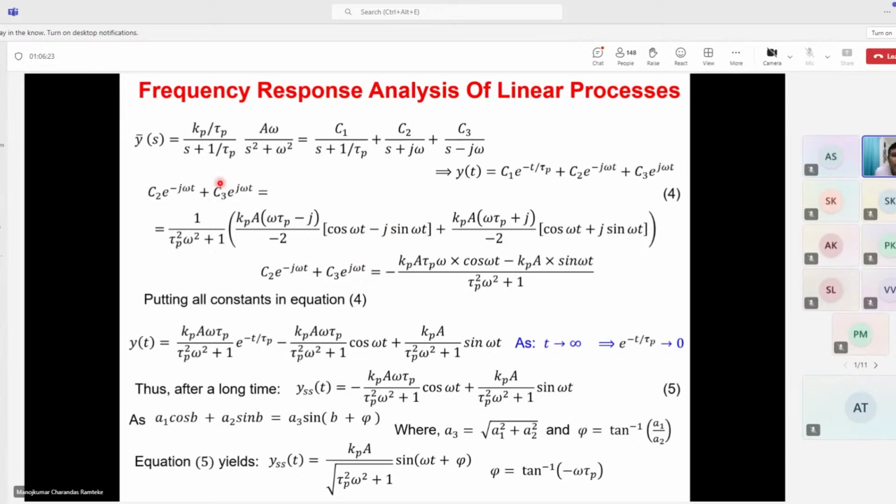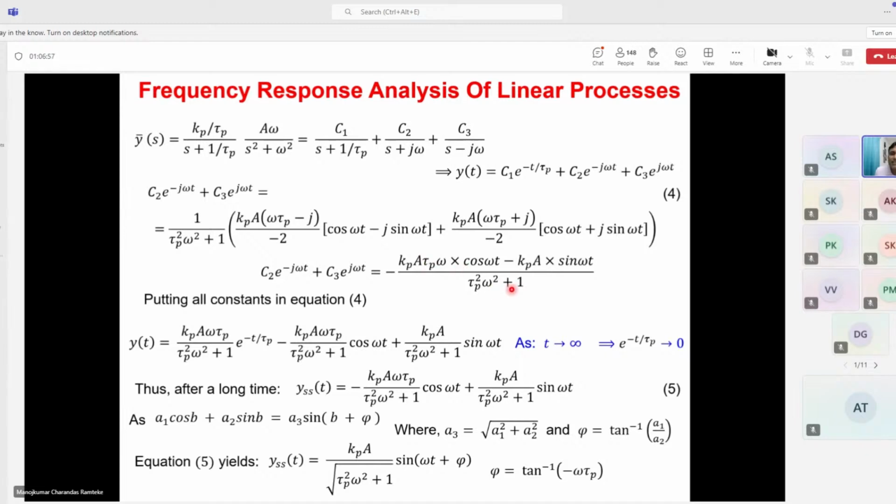Similarly, we can put C3. Again this common denominator is taken out. So the remaining term here is KPA(ωτp plus j) divided by minus 2. And again this e raised to the power jωt is represented in terms of cos and sine. So that is given as cos ωt plus j sin ωt. Now we can rearrange all the terms. After rearranging, what we get is KPA τp ω cos ωt minus KPA sin ωt divided by τp²ω² plus 1.